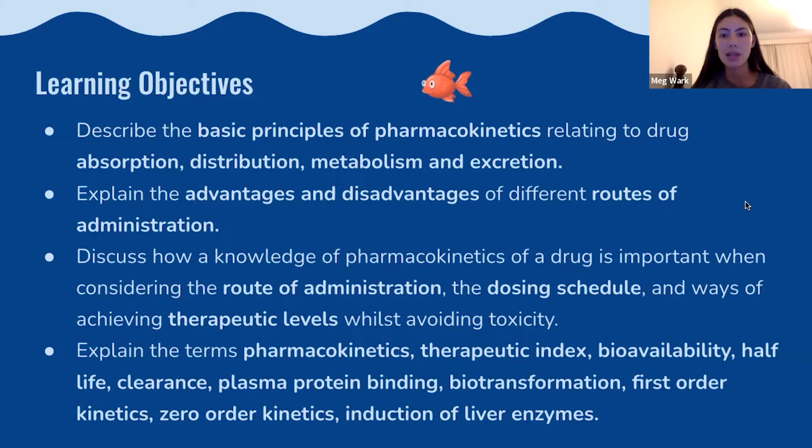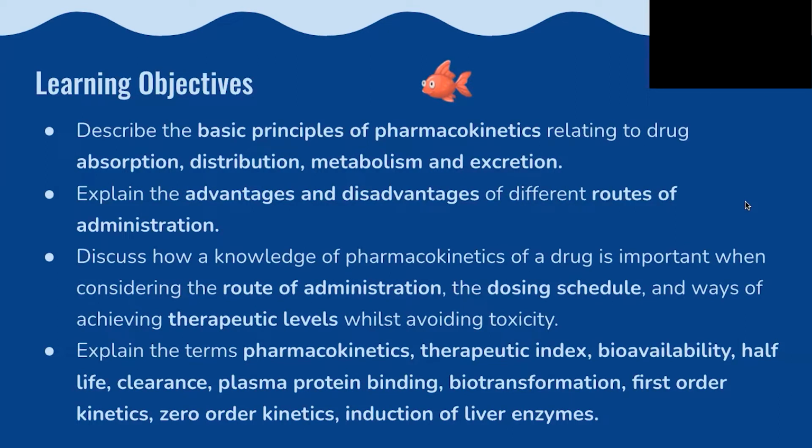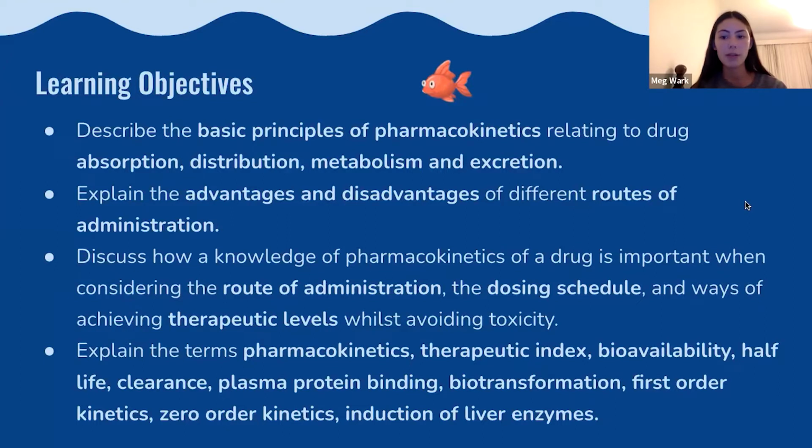distribution, metabolism, and excretion. Explain the advantages and disadvantages of the different routes of administration. Discuss how a knowledge of pharmacokinetics of a drug is important when considering the route of administration, the dosing schedule, and ways of achieving therapeutic levels while avoiding toxicity. And then explain the terms pharmacokinetics, therapeutic index, bioavailability, half-life, clearance, plasma protein binding, biotransformation, first order kinetics, zero order kinetics, and induction of liver enzymes.